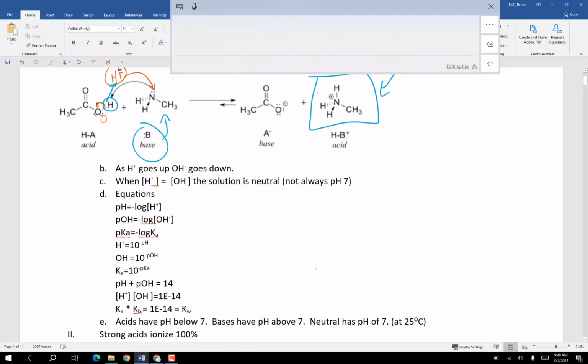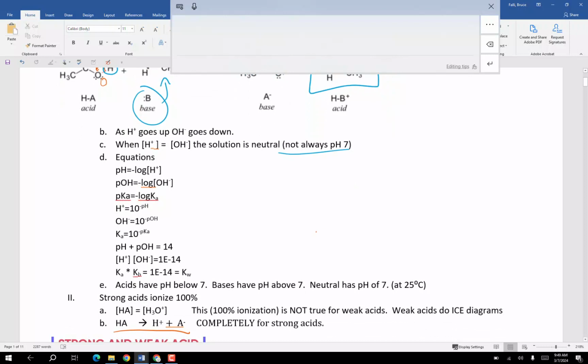As H positive goes up, OH negative goes down. That's like as you get richer, you get less poor, right? When H positive equals OH negative, the solution is always neutral, but it is not always pH 7. Okay, so we'll get into that. I think it's lecture 2 or 3. We talk about how water does some weird things.